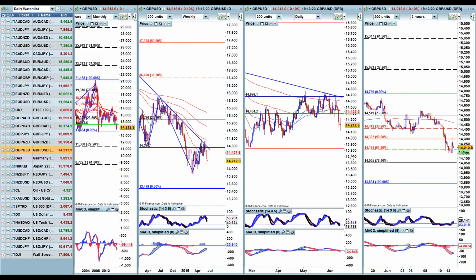But we are just not holding and drifting lower. Nobody knows what's going to happen with the referendum vote, so that kind of fear and unknown territory is not good for a currency, not good for the markets.